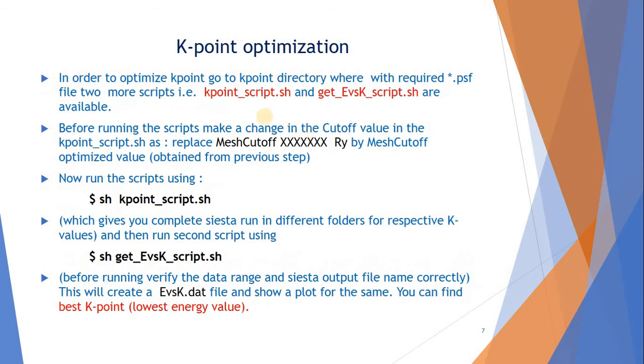In the second step, we will optimize the k-point. For this, we will use the data obtained from the first step, the optimization of mesh cutoff, and substitute this mesh cutoff value in the k-point script, script.sh, in the given space. Then we will run this script by using this command, and the second script by using this, similar to the first one, and again we will get one E versus k data file and one plot also, which will show the best k-point, the lowest energy value point.